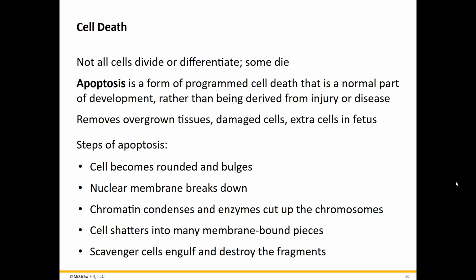Apoptosis means cell death. It kills cells, whether they're overgrown, damaged, or just extra, okay? All I want you to know about apoptosis is it means cell death. It's how we get rid of extra tissue, damaged tissue, or overgrown tissue. In a practical sense, I'd like you to try and remember that apoptosis is the most important in preventing cancer.